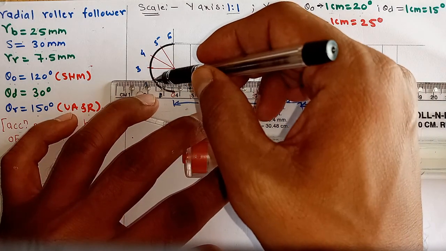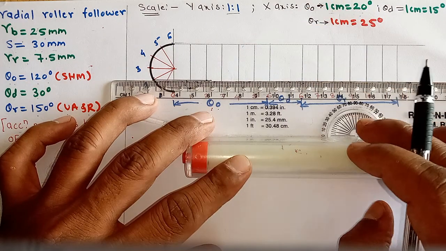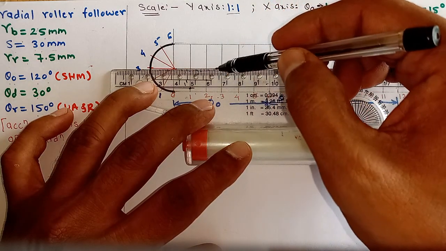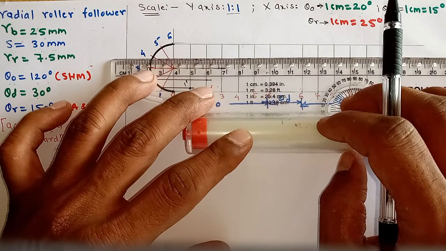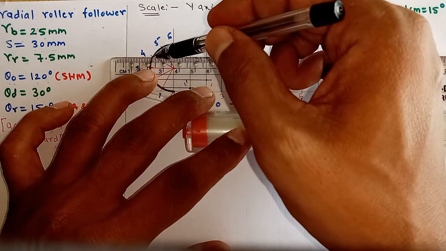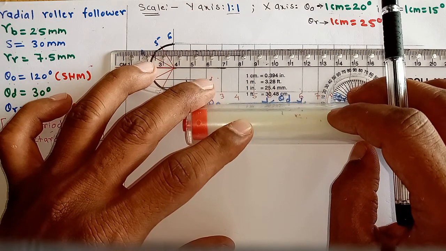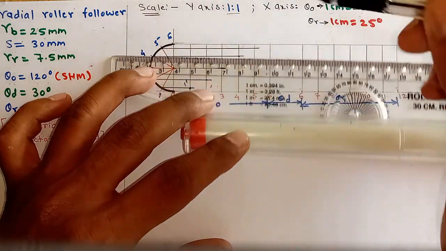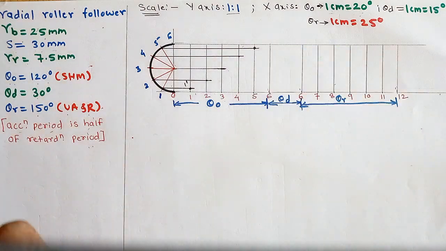Line number 2 will intersect division line number 2 at 2 dash. 3 will intersect 3 at 3 dash. 4 will intersect 4 at 4 dash. 5 will intersect 5 at 5 dash and 6 at 6 dash. So let us number these divisions.